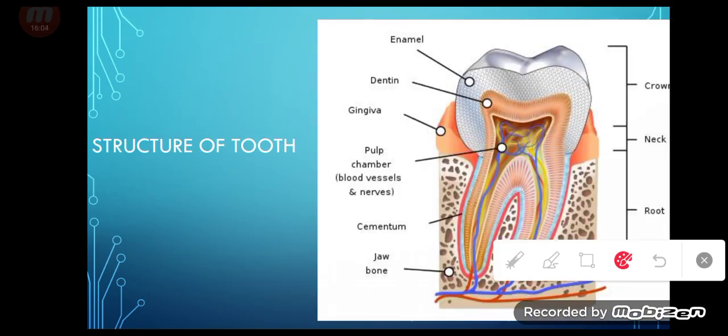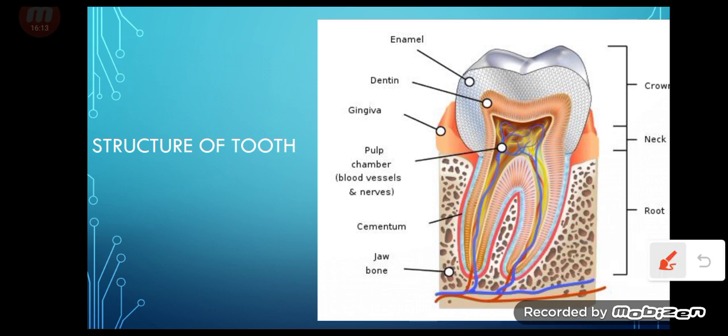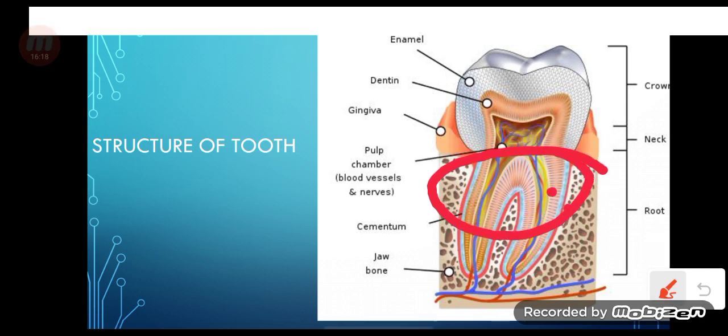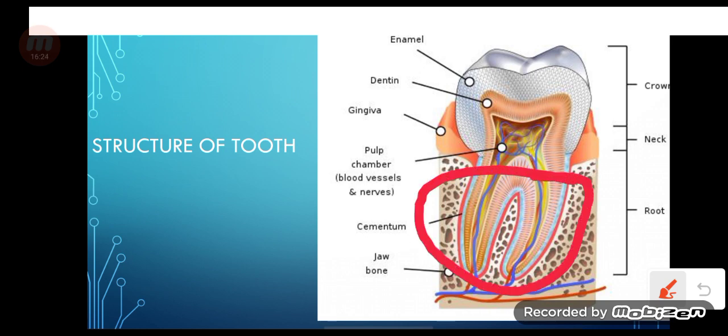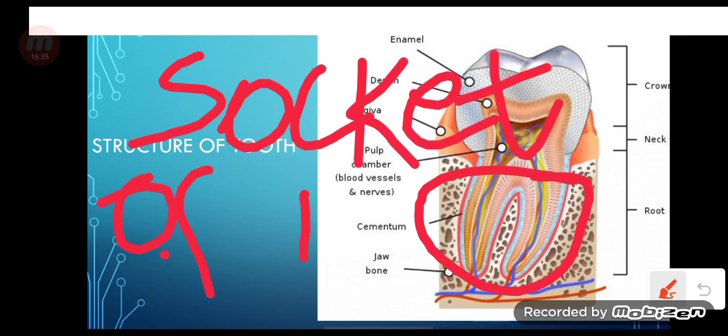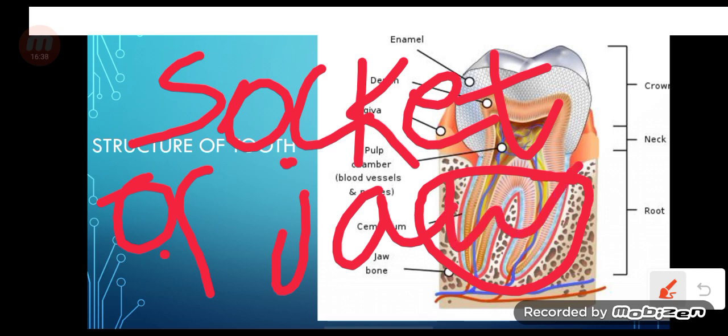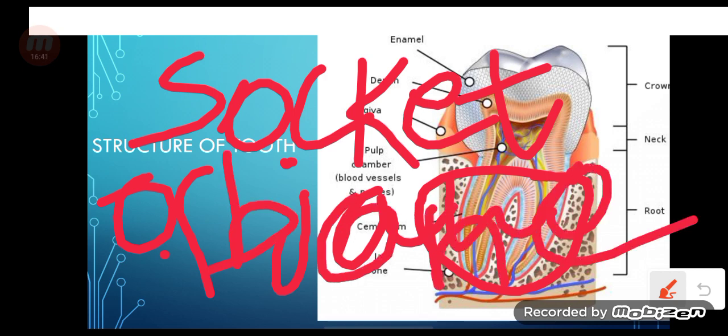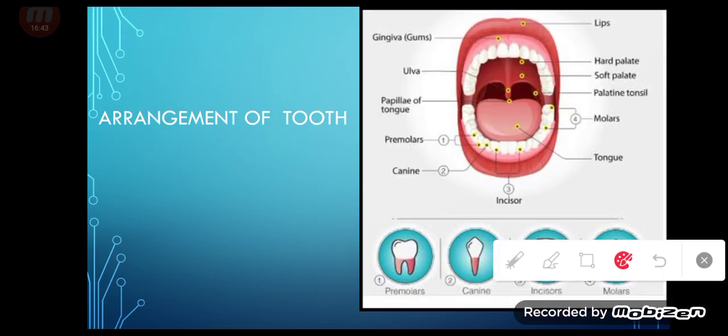Along with dentin and enamel, blood vessels and nerves are also supplied. And here one thing I want to discuss with you is that there is a socket. Here you can see a socket in which the root is inserted. This is called the socket of the jawbone. Let's move to the next slide.